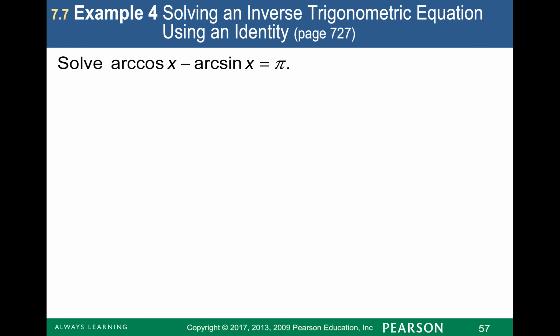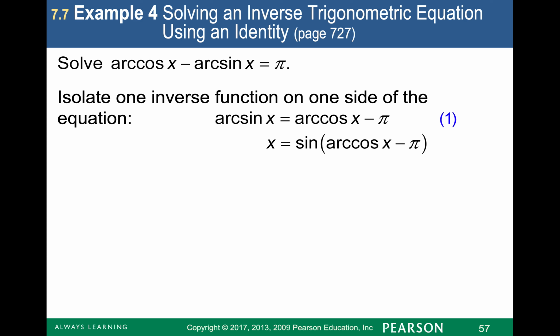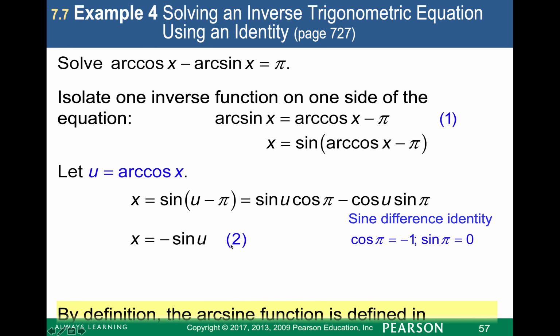Now what about this one? I have 2 x's involved, so I want to isolate one of the inverse trig functions. Once I get one of them isolated, I can take the sine of both sides to get rid of that sine inverse, and then I can follow that same process using the difference identity, because I'm going to say, well, u is going to be arc cosine of x, so I get u minus pi, which I'm going to expand out. Then I'm going to say, well, what is negative sine of u?